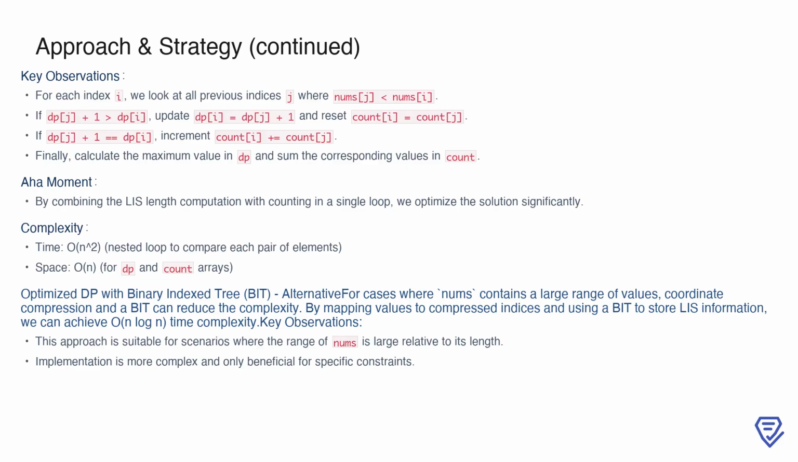The beauty of this approach lies in its efficiency, as it combines the computation of both LIS length and count in a single nested loop. This gives us a time complexity of O(n²), with space complexity of O(n) for storing the DP and count arrays. For larger arrays where nums spans a wide range, an alternative optimized approach involves using a binary index tree, BIT, with coordinate compression to achieve O(n log n) time complexity.